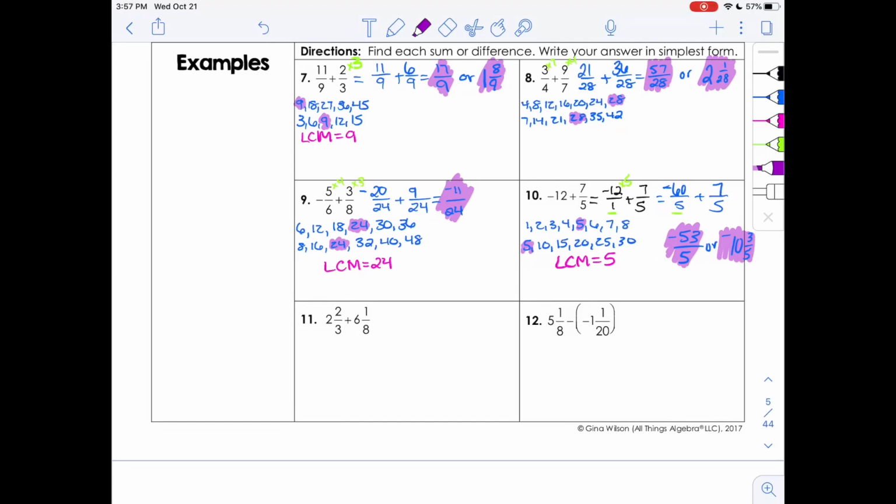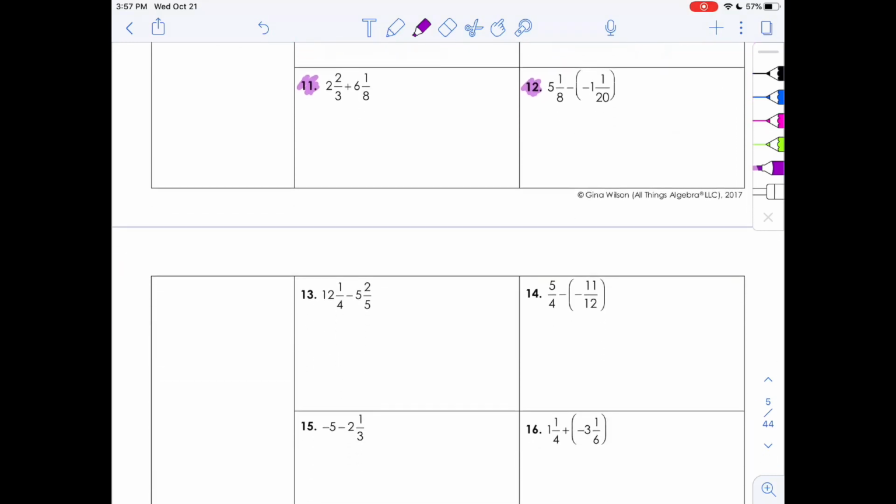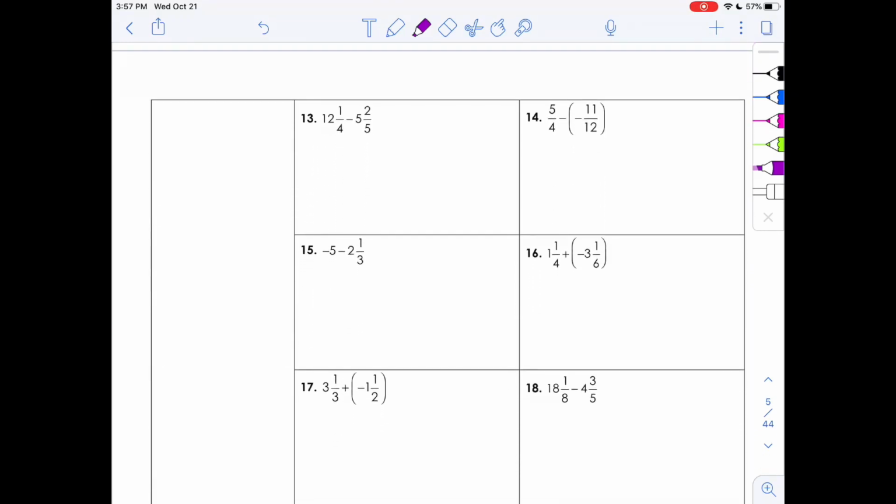Go ahead and highlight number 11 and 12. And then highlight 13 through 18.